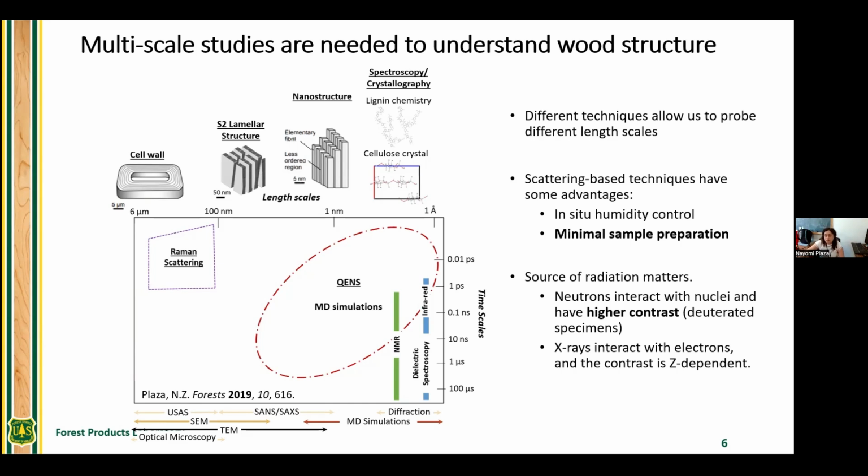Being able to use scattering-based techniques means that you can study your samples in real-time and in realistic conditions. Also, there's typically minimal sample preparation required compared to other microscopic techniques where you might need some heavy staining or surface preparation that may impair your ability to answer some of the questions you might be interested in. Of course, we are looking at using neutrons and X-rays because they interact differently with the material, and neutrons in general have higher contrast for wood, especially if we can use deuteration in our experiments.